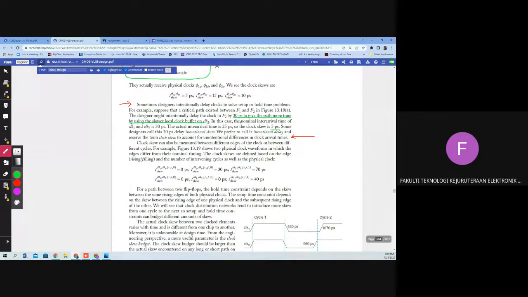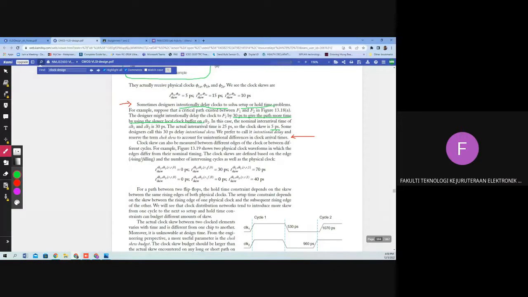So in this case, let's read from the beginning. Sometimes designers intentionally, that means purposely, by intention, delay the clock to solve setup and hold time problems. So they add an additional 5 time unit or 5 picosecond. Instead of 25, it becomes 30.